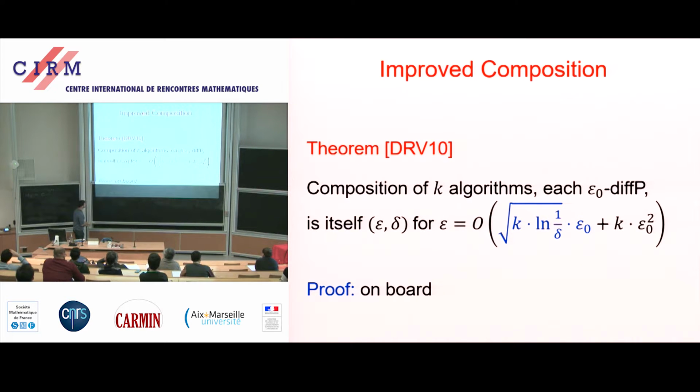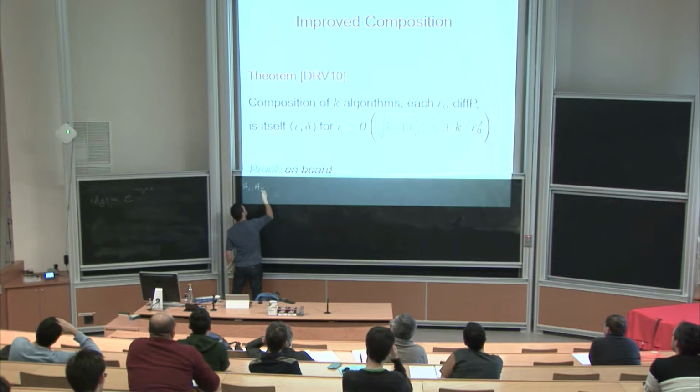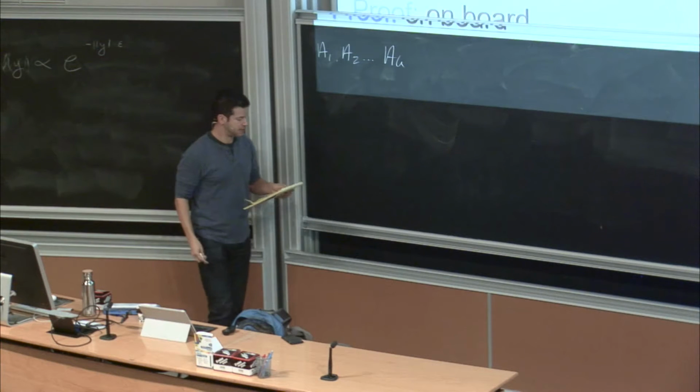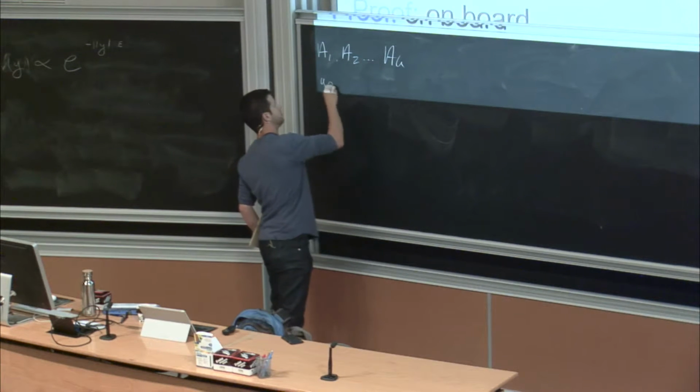So I'm actually going to do a simple case of non-adaptive compositions. What I want to say is that I have k algorithms, A1, A2, up to Ak, and I have two databases, adjacent databases.